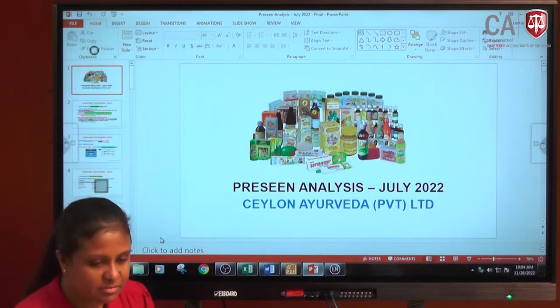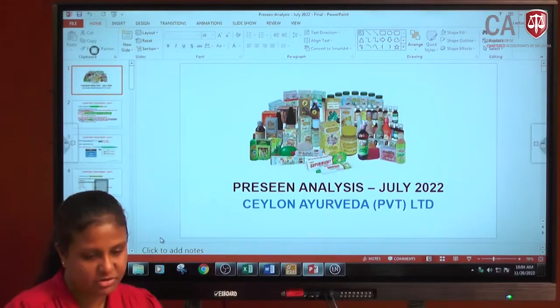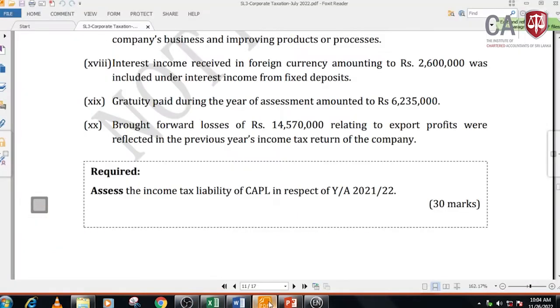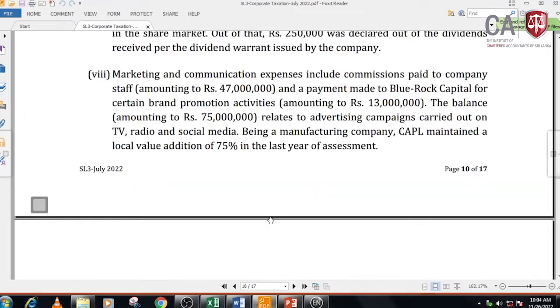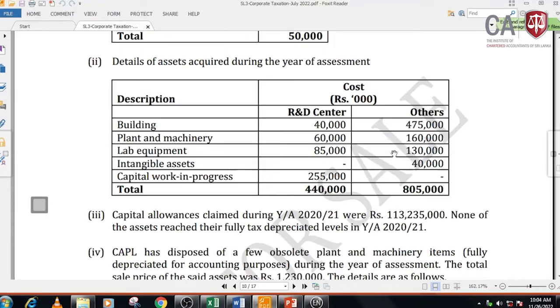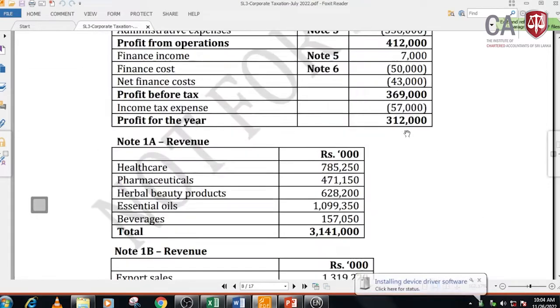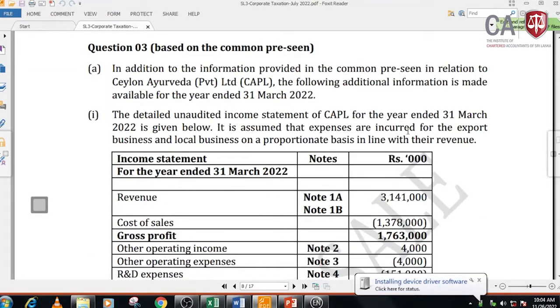Okay. Now let me come to the discussion of the question, and as usual I am taking the question and the adjustment separately. Now let me come to the paper. This is the question in here. Now come to the first part of the discussion. Okay. Question 3 based on common pre-seen.